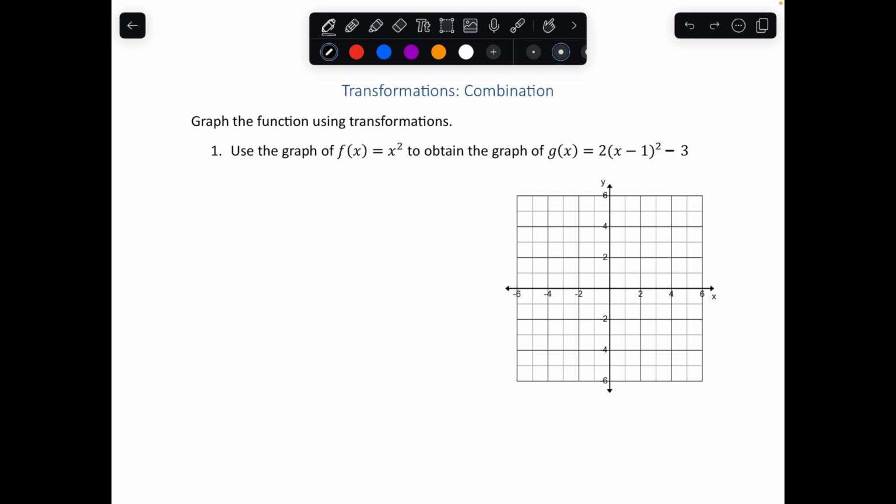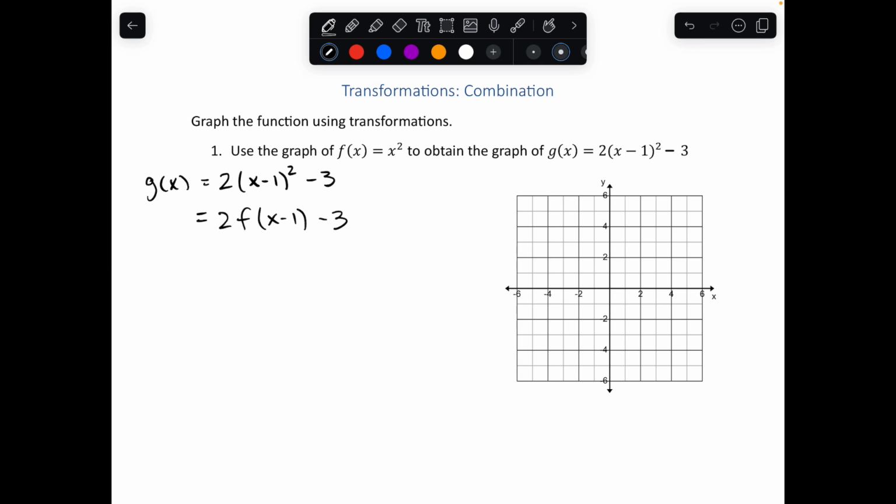As a reminder, it's nice to try and write our function in terms of our base function because we can see what is being done to that base function. Let's rewrite g of x and try to write it in terms of f of x. So we have g of x is equal to 2 times (x minus 1) quantity squared minus 3. Now my base function is x squared, so how can I turn that into an (x minus 1) squared? Well, I can just use x minus 1 as my input. So this is going to be 2 times f of (x minus 1) minus 3.